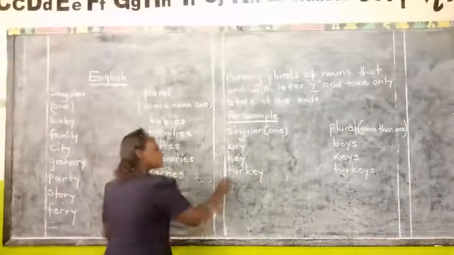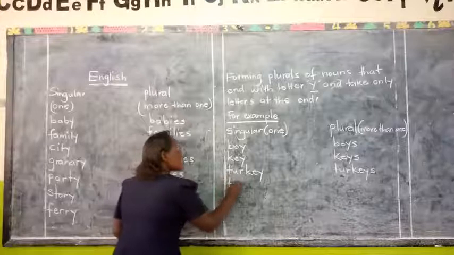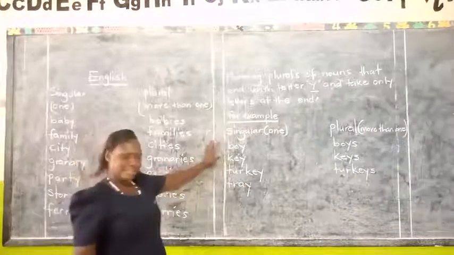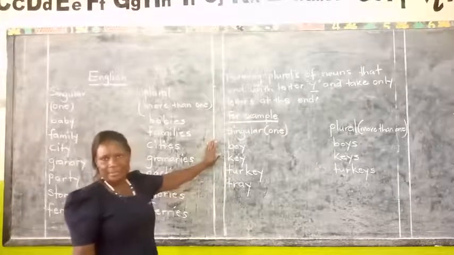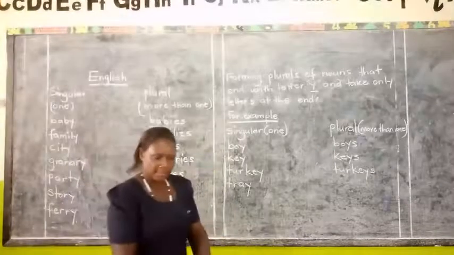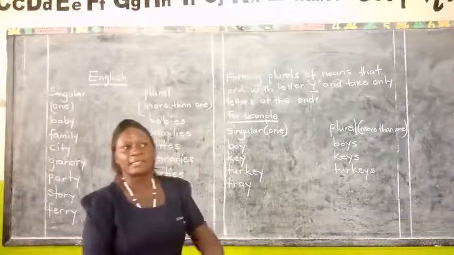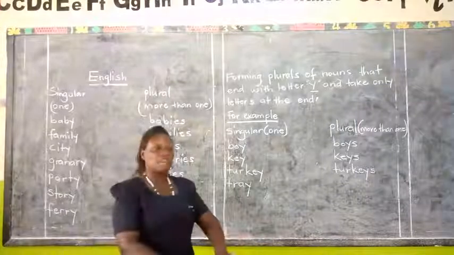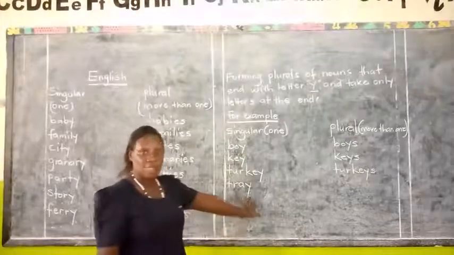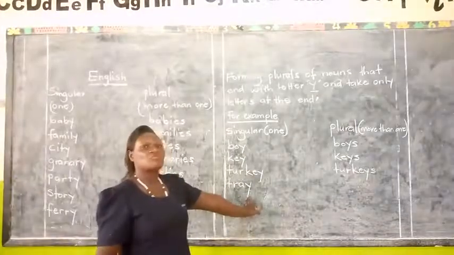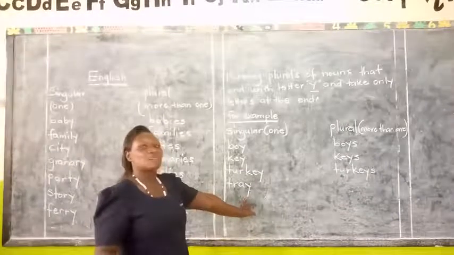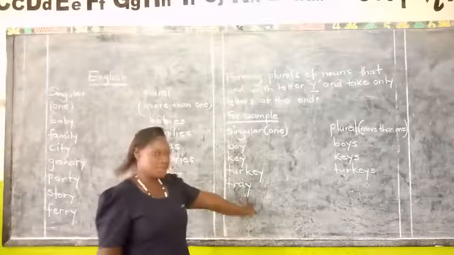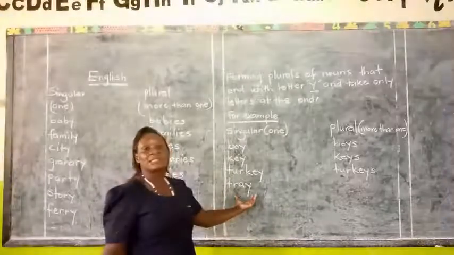Then we also have tray. A tray of eggs. Bring that tray of cups. Where we put cups, where we put some utensils. If you don't want to handle them in a disorganized manner, you can put them on a tray, then you take them wherever you want to take them. Some trays are used in the hospitals, others we use them at home. They are part of our utensils.